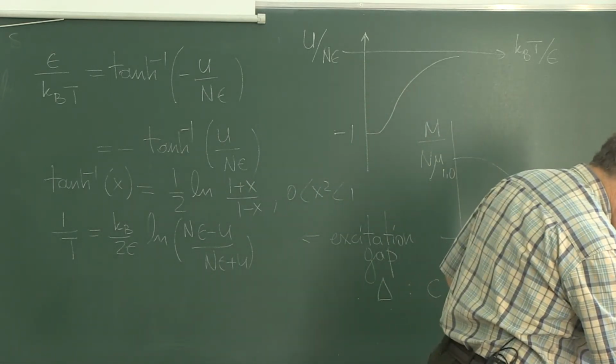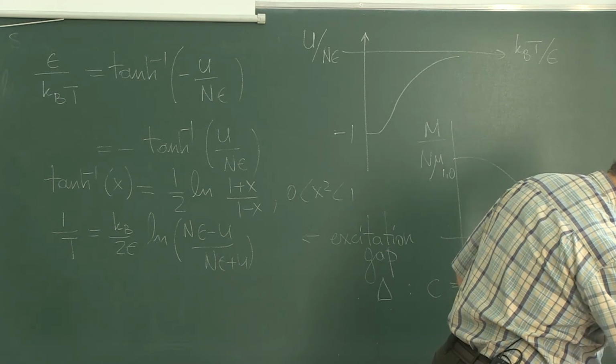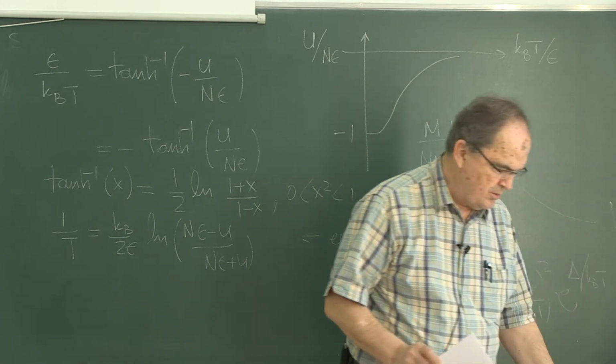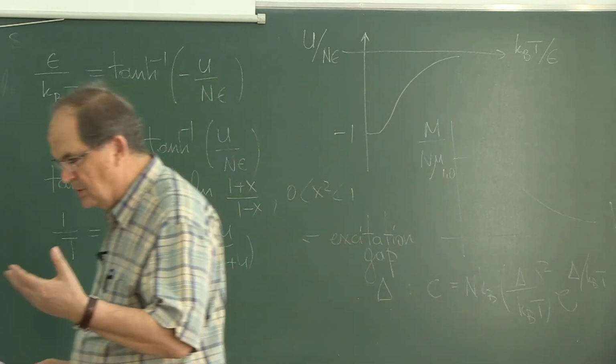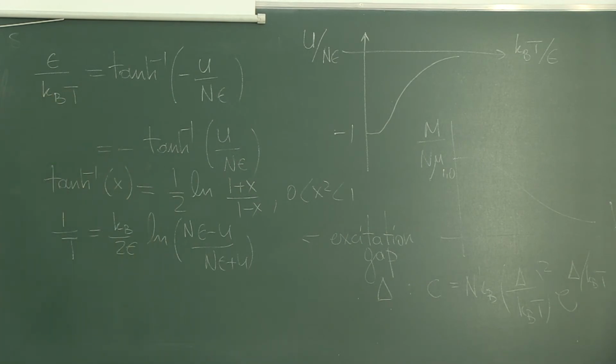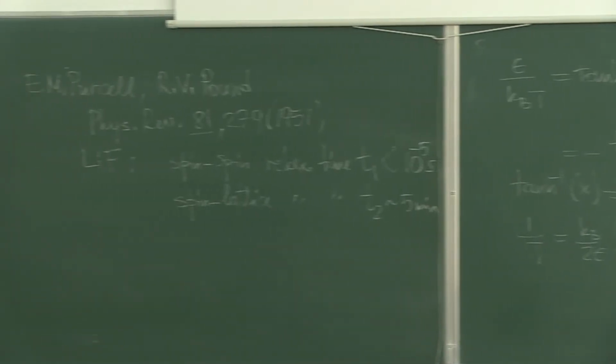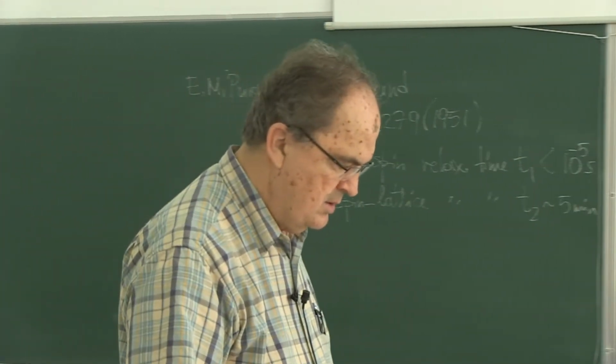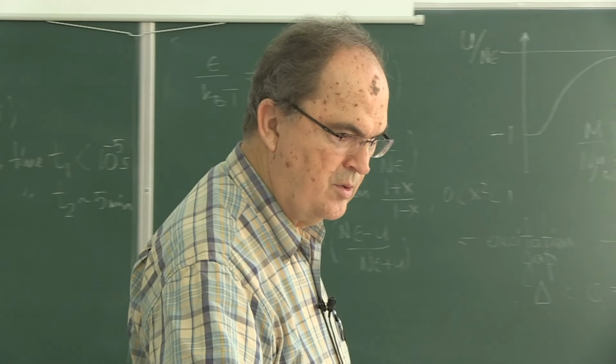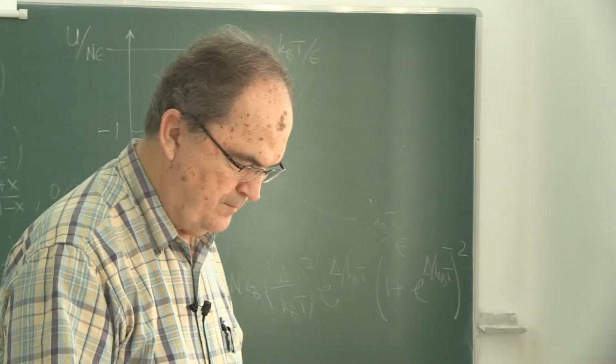Well, that's the end of chapter 3. I'm going to go to chapter 4, which is the grand canonical ensemble. And as usual, at the end of the chapter, I give you the related homework to that chapter, okay?